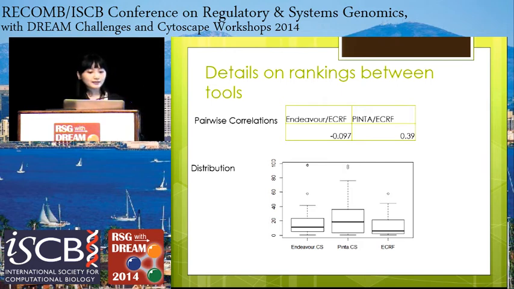So actually we're not correlated with both of the tools. And from the distribution of the rankings, we could see that we're much more stable, so the variance is smaller than the other two tools. And the worst case is ranked at 50% ratio, which is much better than the two tools. So that means our approach is not trivial with respect to the previous tools here.